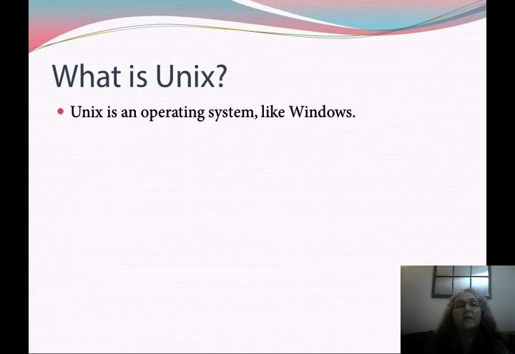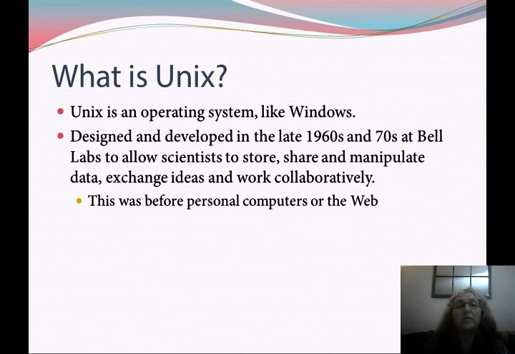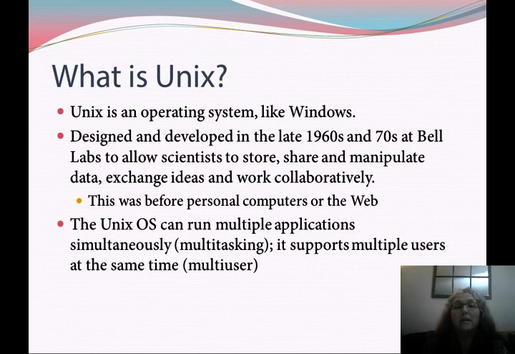Unix is an operating system, rather like Windows, but much older than Windows. It was designed in the 1960s to allow scientists to share data and work, long before personal computers. Unix supports multi-users and multitasking. It was very advanced for its time.